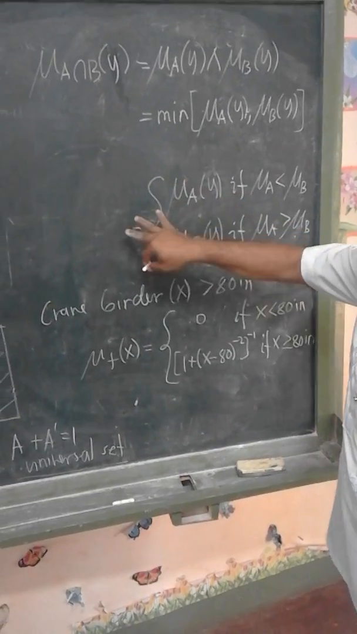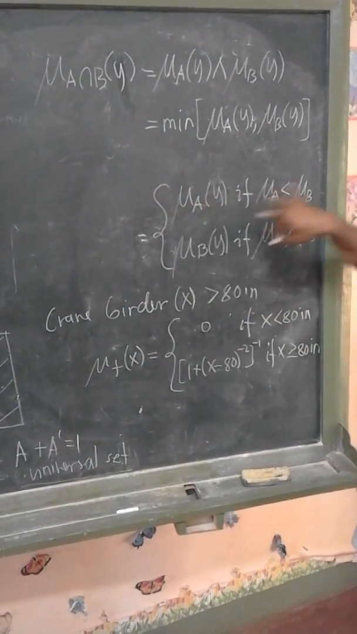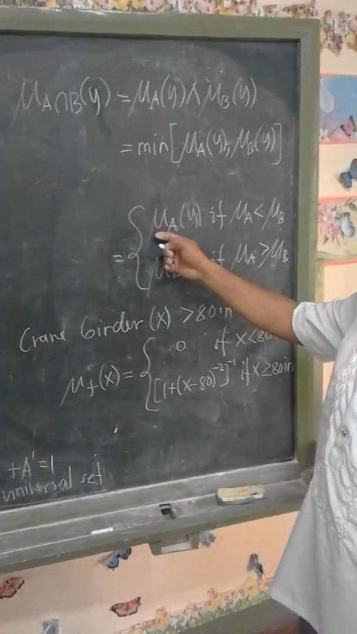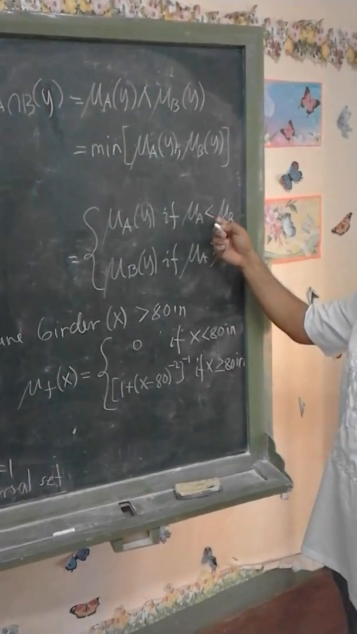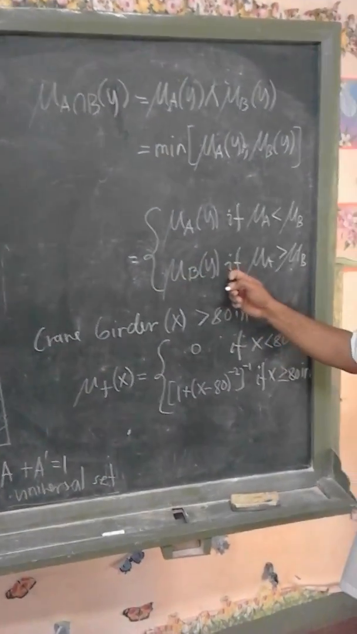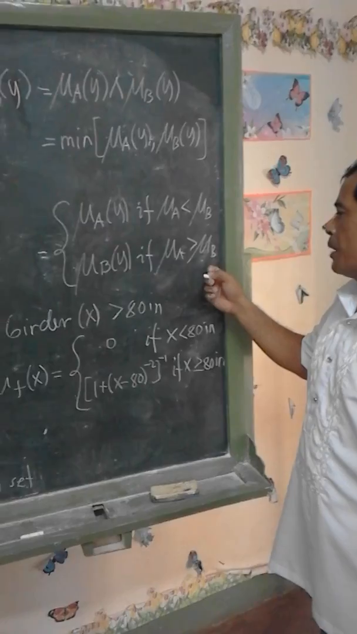Then to put this in an equation, this formula is equal to mu sub A of y if mu sub A is less than or equal to mu sub B. Then we have mu sub B of y if mu sub A is greater than or equal to mu sub B.